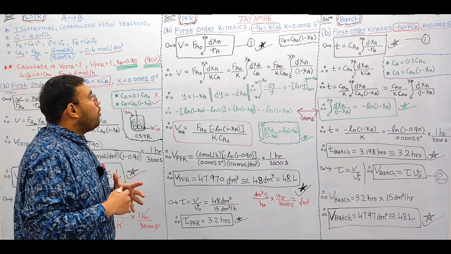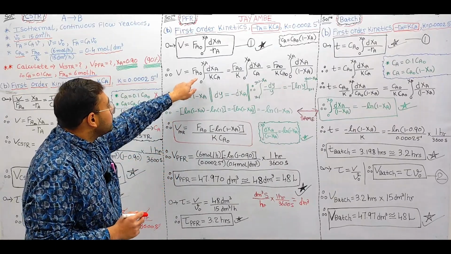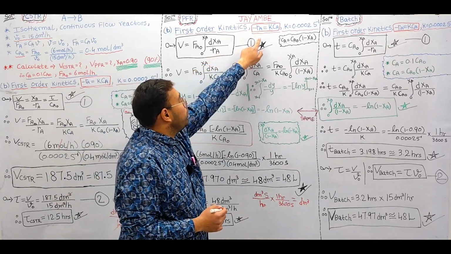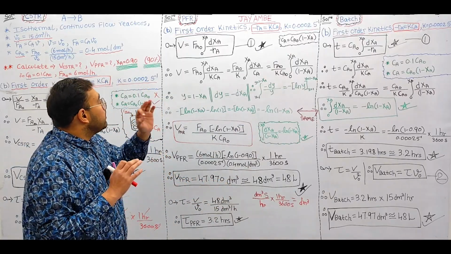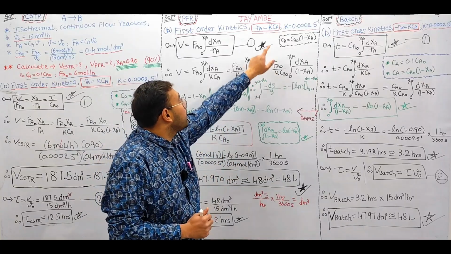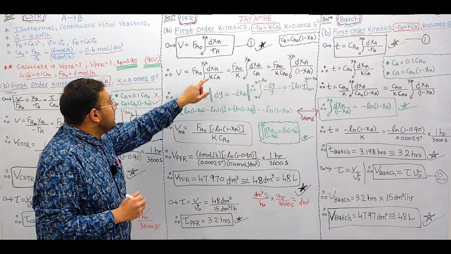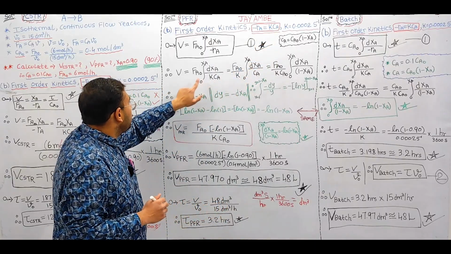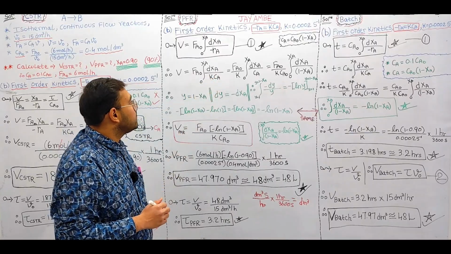Okay, so let's formulate the performance equation. V is equal to FA naught integration of 0 to XA dXA upon minus RA can be written, with the given rate law, minus RA is equal to KCA, because we have first order reaction kinetics. The first order reaction kinetics is given by the rate law minus RA is equal to KCA, right? So we are substituting minus RA with KCA. So V is equal to FA naught integration of 0 to XA dXA upon KCA.